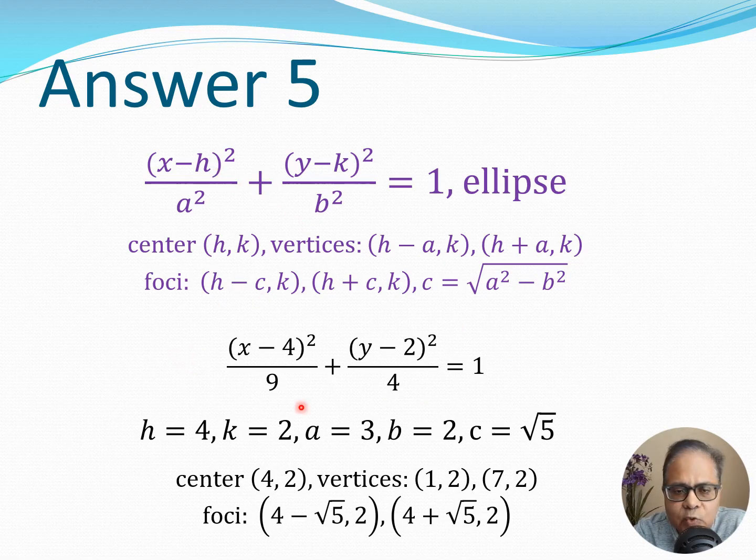By looking at this equation, I can easily make a comparison that h is 4, k is 2, and I can also see that a is 3 and b is 2, because here 9 is going to be 3 squared and 4 is going to be 2 squared. I can get c as root 5, because I have here 9 minus 4, that is 5. So with this particular set of numbers obtained, I can write the center as (4, 2), the vertices at (1, 2) and (7, 2), and the foci given by this particular value.